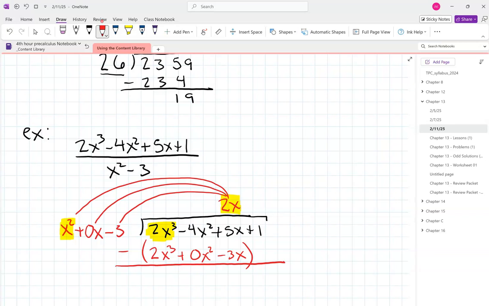Yes? Oh, thank you. Yep. Great. Arithmetic, guys.